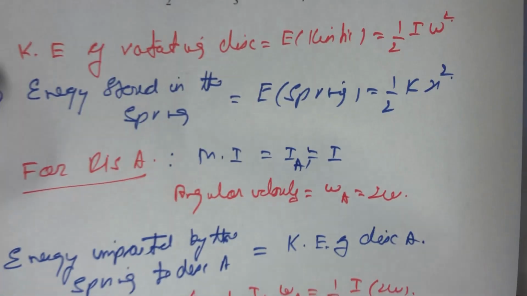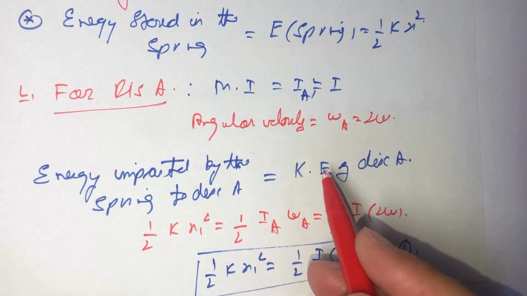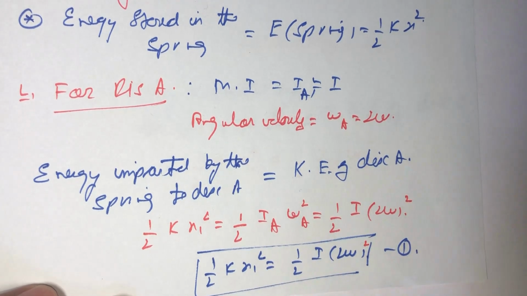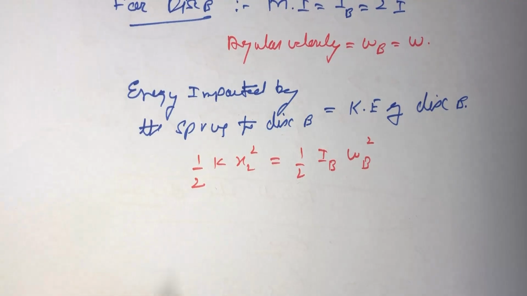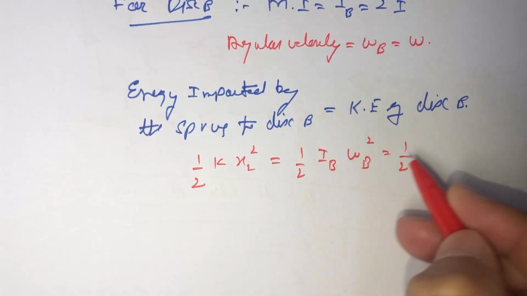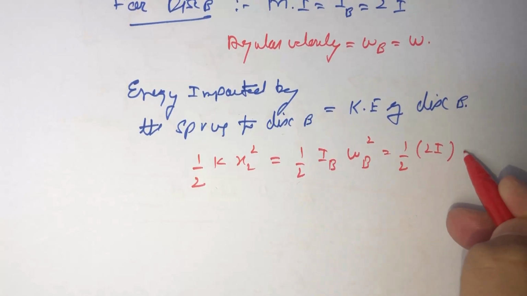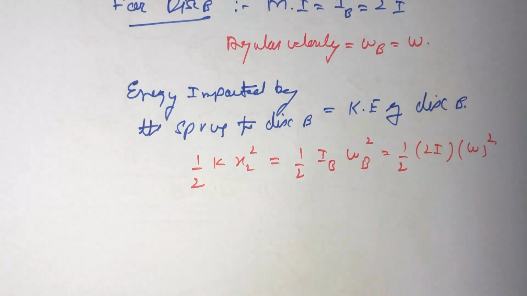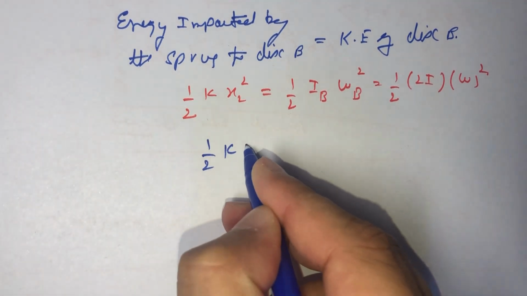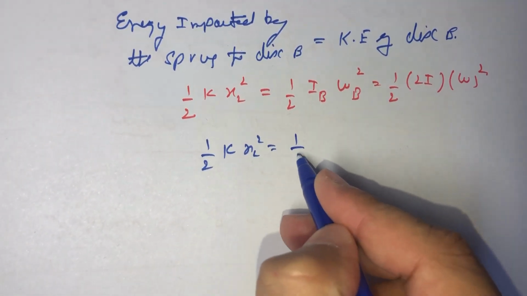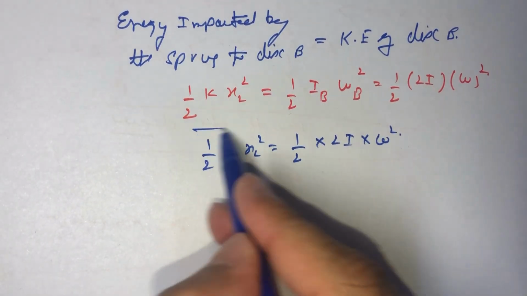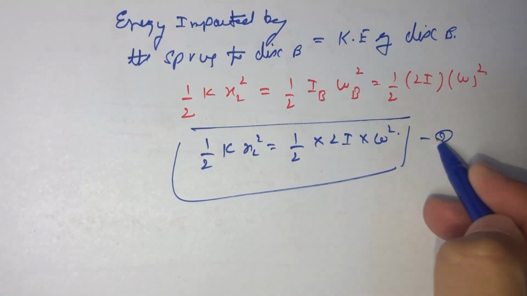One second, I made a mistake here. This should be equal to square, and this square as well as this square. So substituting the values, this will be half I_B, which is 2I, and angular velocity is omega, and its square. So we can write that half k x2 square is equal to half multiplied by 2I multiplied by omega square. This is equation number 2.